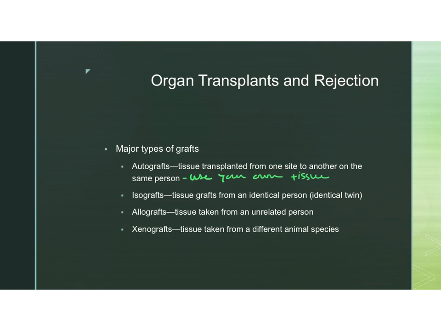An allograft is tissue taken from an unrelated person. So this is what would happen if you were an organ donor or donated a kidney to somebody who's unrelated to you. And then a xenograft is tissue taken from a different species. So occasionally there have been transplants that are experimental, like using a baboon heart or a pig heart to repair someone's heart.